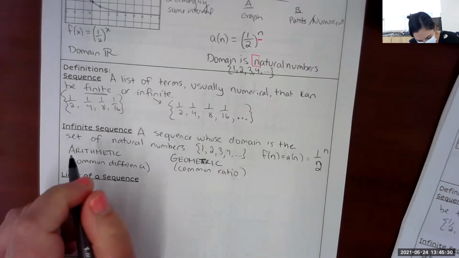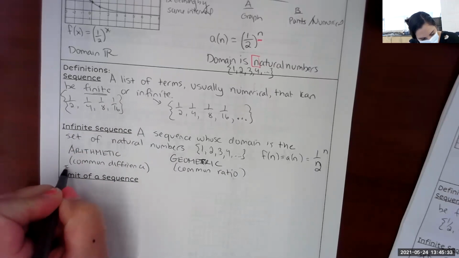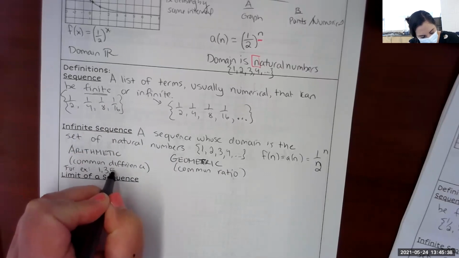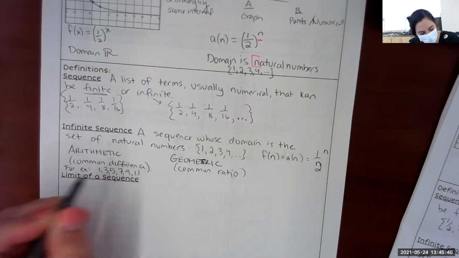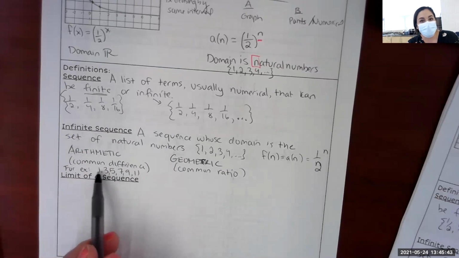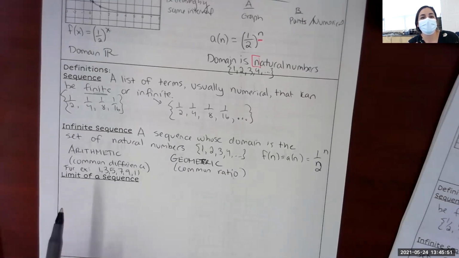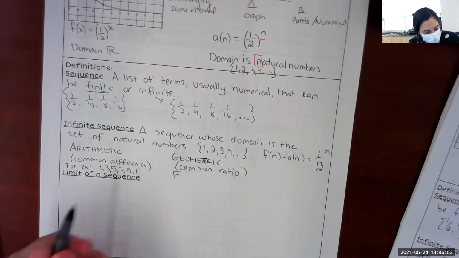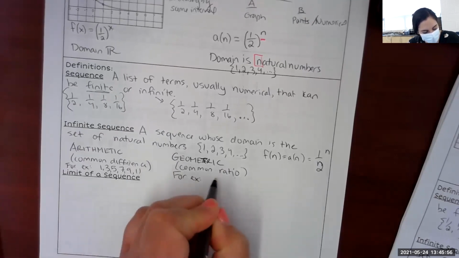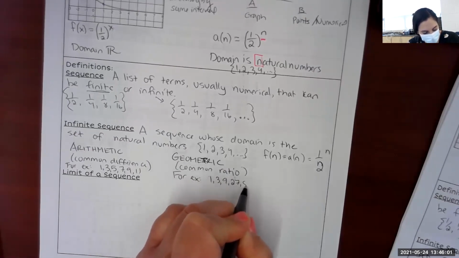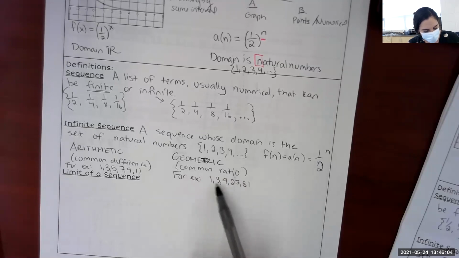So an arithmetic sequence example would be, you know, you could have 1, 3, 5, 7, 9, 11, right? So all those terms have a common difference of 2. You add 2, add 2, add 2, add 2, add 2. So that's an arithmetic sequence because you have a common difference. A geometric example would be 1, 3, 9, 27, 81, and so forth, because you're multiplying. Your common ratio is 3. Okay.